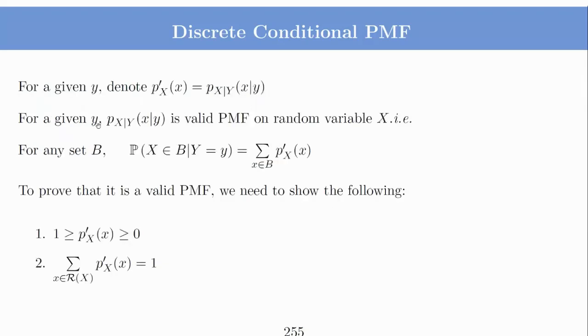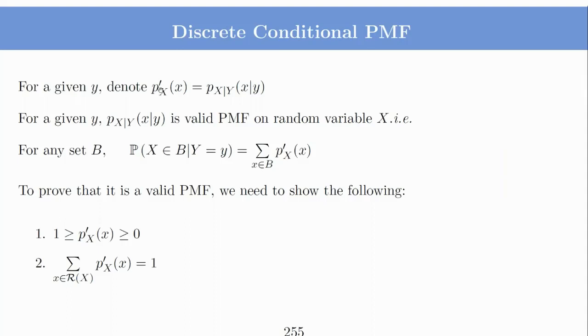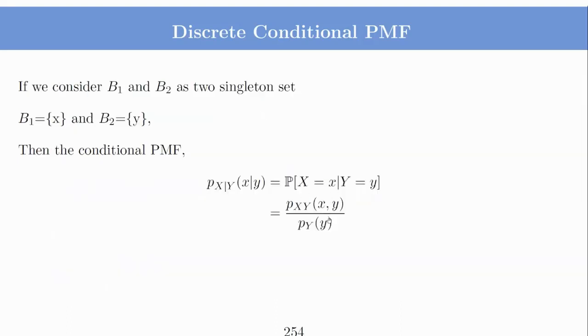So if I fix y, suppose that Y takes a specific value, small y, and I talk about the distribution of X. For a given y, let's denote this as a function of x. Let's denote this by p dash of x. When I say p dash, I mean the PMF of X given Y, which is defined as the joint PMF at (x, y) divided by the PMF at y.